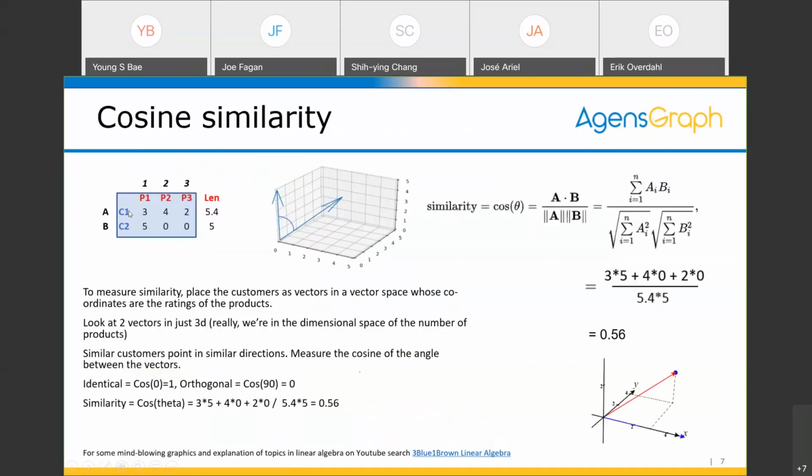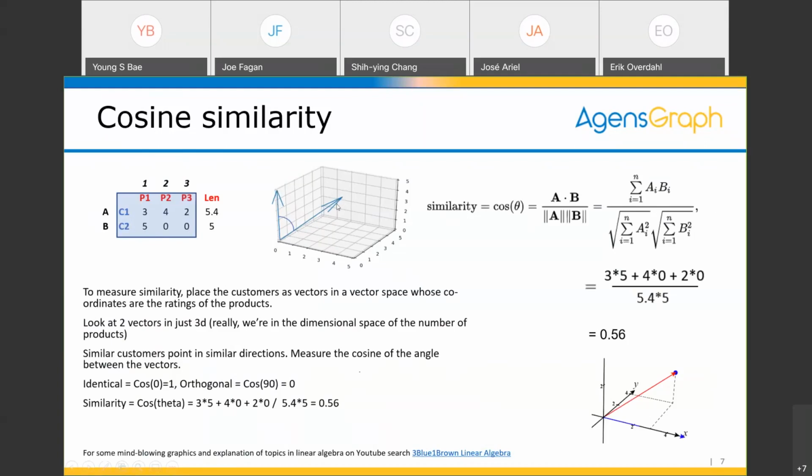I've taken C1 and C2, and just taken the first 3 coordinates only, because I can't draw in 10 dimensions on a 2-dimensional screen. So this is one vector here, the 3, 4, 2 vector. I go across 3, across 4, and up 2, and I get to this point here. And the other vector is 5, 0, 0. So it's 5, 0 in the other 2 directions, lying along one of the axes, the P1 axis.